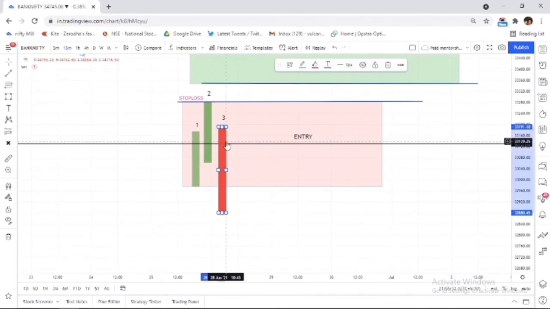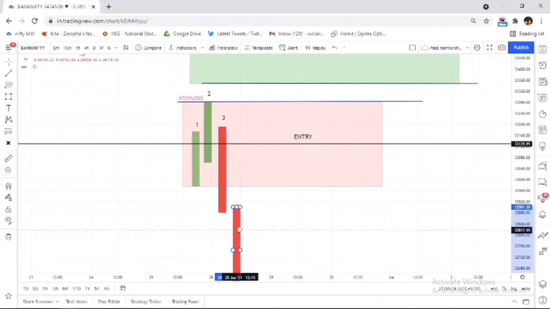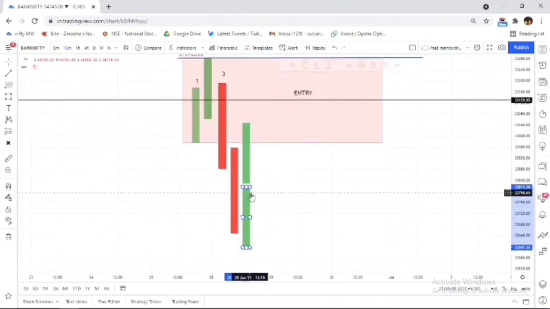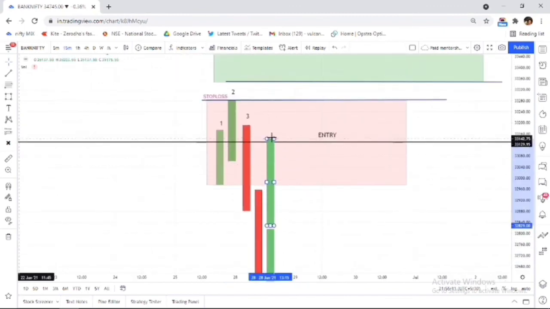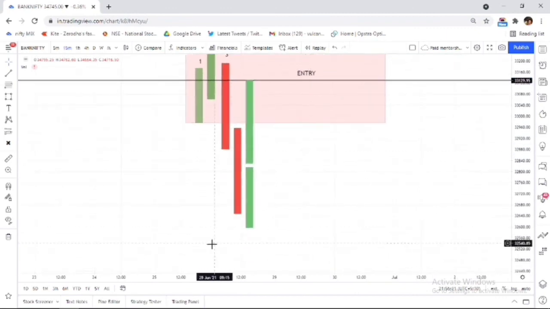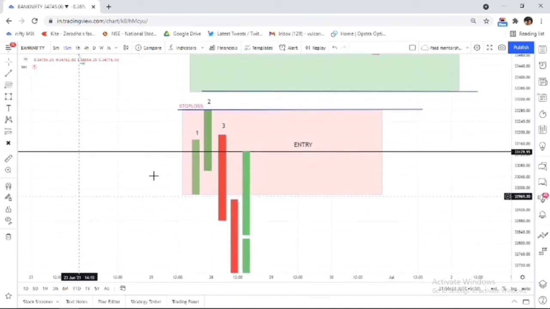This is my entry. See how price will leave my order block and come again with the bullish momentum. So never fear, sell in bullish. When price touches my threshold line, I will sell the market.